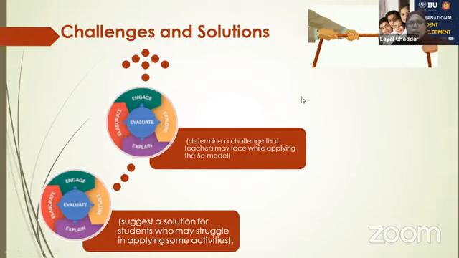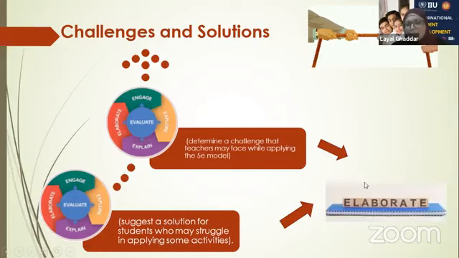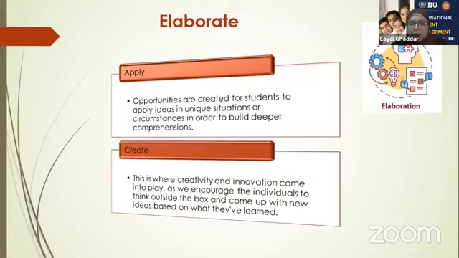So here I'm trying to do what now? I'm trying to make you think of new things about the 5 E's and in a different way. So I can do this with my students, by the way, okay, while explaining a content. And this phase is called elaborate. So here, elaborate is to apply and create. So apply means opportunities are created for students to apply ideas in unique situations, special situations, different, new ones, in order to build deeper comprehension.